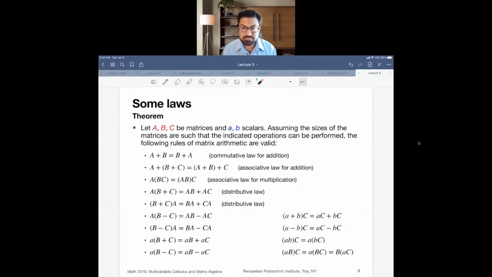All right, questions here? Just some laws, a lot of them are just algebraic theorems. We need to be a little bit careful when we are dealing with matrix multiplication. And the key here is we have assumed that the matrix sizes are going to be okay for the arithmetic to be carried out.